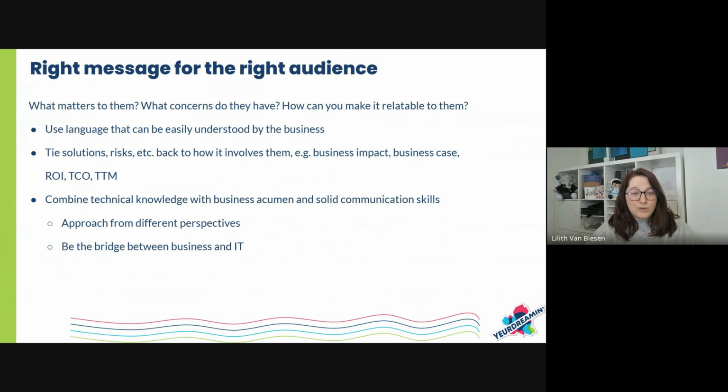That's why it's really important that you understand what these mean as well, and how this will be of value to them. Because if you don't understand what they value, you will not be able to communicate the solution that you have in mind in the right way. So again, combine the technical knowledge that you have to create those solutions, to identify and mitigate those risks, with the business acumen and solid communication skills. Make sure that you approach it from different perspectives. Be that bridge that we talked about in the beginning, because that's going to allow you to understand why certain things matter to certain groups and how you can tie this back into your communication.